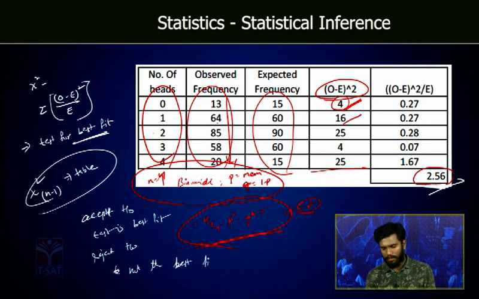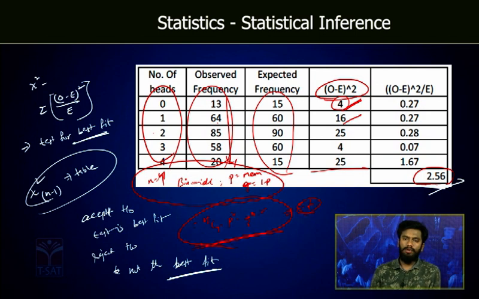Not the best fit. So like this we will conclude. So when we are given some data and we fit a probability distribution to it, to test whether it is the best fit or not, we use the chi-square distribution. That is important, remember. So the chi-square distribution is used for the test for best fit.